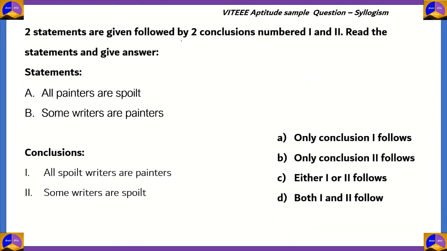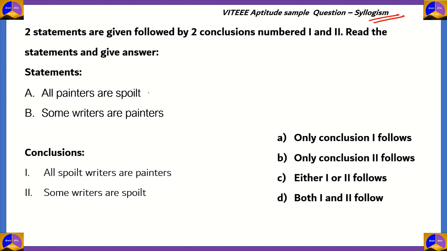Let's look at the final question of this episode. This question is based on syllogism. 2 statements are given, followed by 2 conclusions, numbered 1 and 2. Read the statements and give the correct answer. The statements are: all painters are spoilt, some writers are painters. And the conclusions: all spoilt writers are painters, some writers are spoilt.